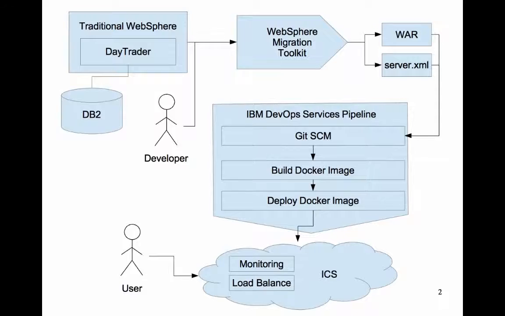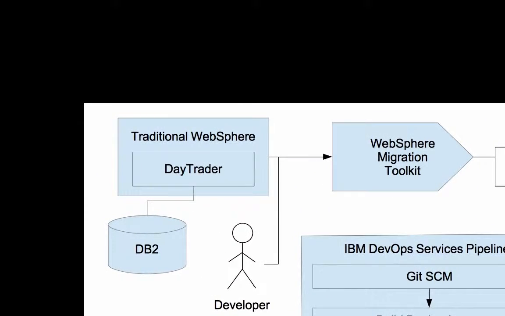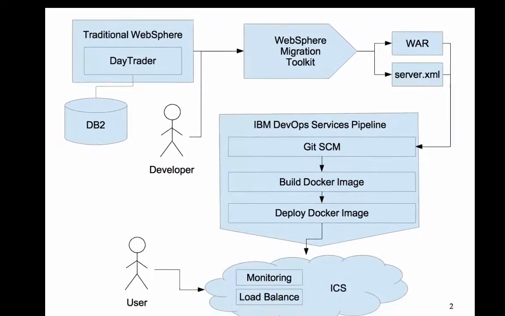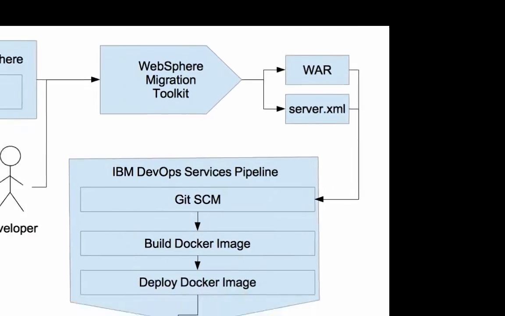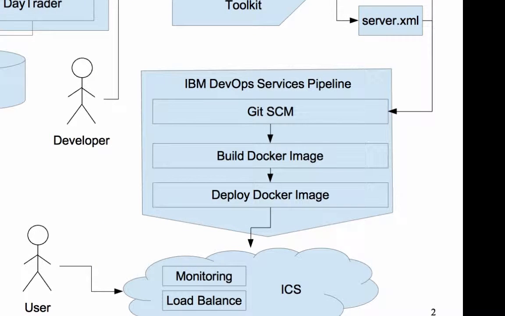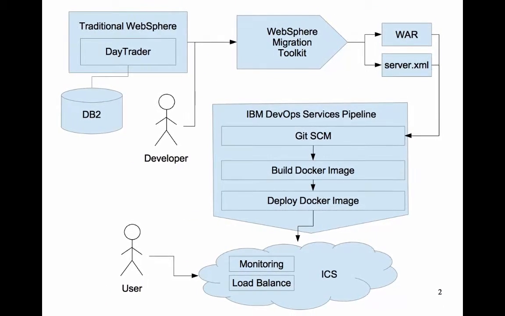First, I'll show you how to use the WebSphere Migration Toolkit to analyze and refactor DayTrader, a traditional full-profile WAS application, into a Liberty app that's cloud-ready. Next, I'll show you how to customize the IBM Liberty Docker image on Bluemix to include this cloud-enabled app. Then, I'll show you how to use the IBM DevOps Services pipeline to both build and deploy the Docker image into the IBM Container Service. Finally, I'll also describe how to bind these Docker containers to Bluemix services.